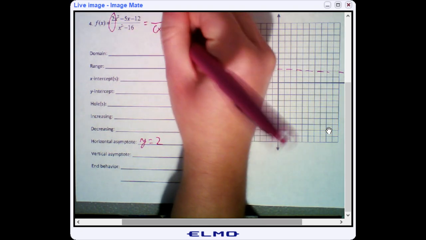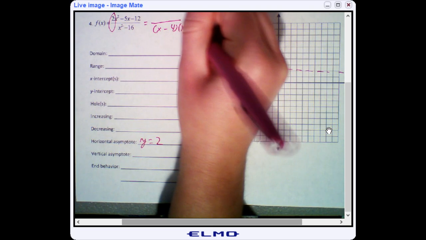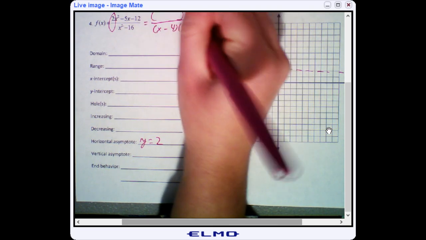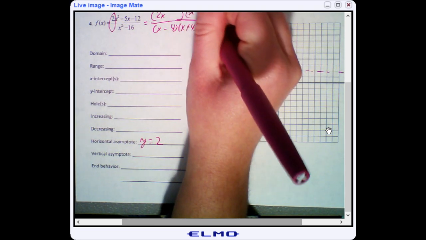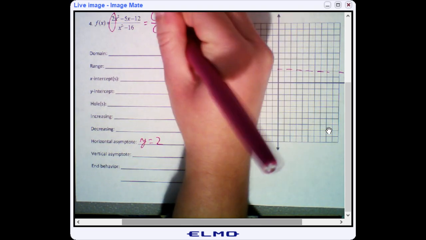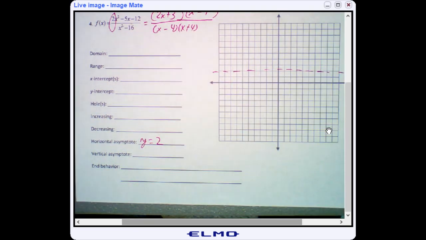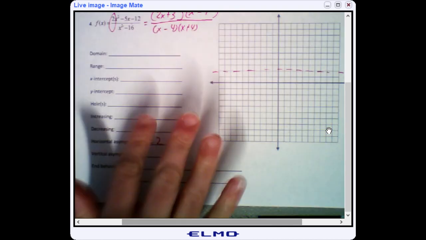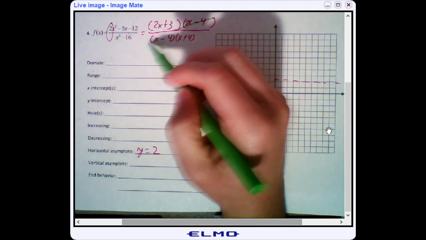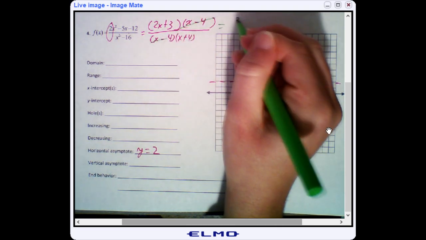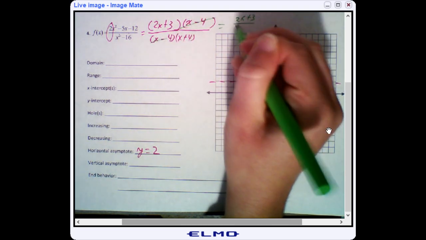After I do that, I want to see if I can factor this. The denominator is a difference of squares, so x minus 4, x plus 4. The numerator is a trinomial. The signs are different because the last sign is negative. I'm going to get -8 plus 3 is -5. Ooh, look at this: x minus 4 and x minus 4. So it's going to simplify to 2x plus 3 divided by x plus 4.